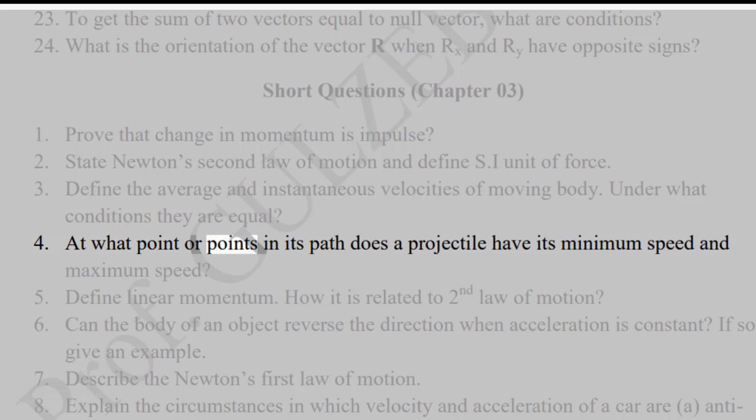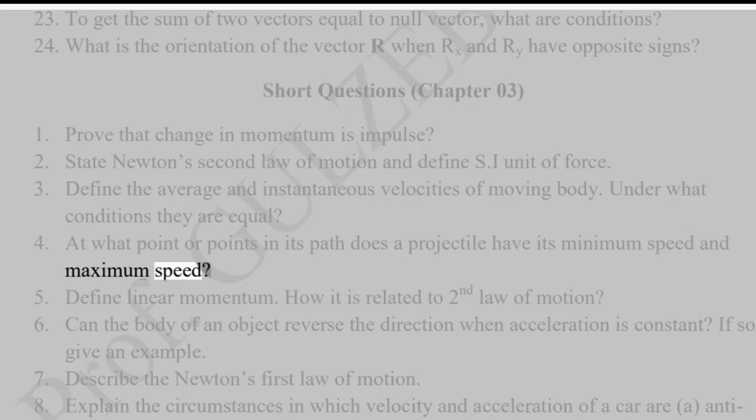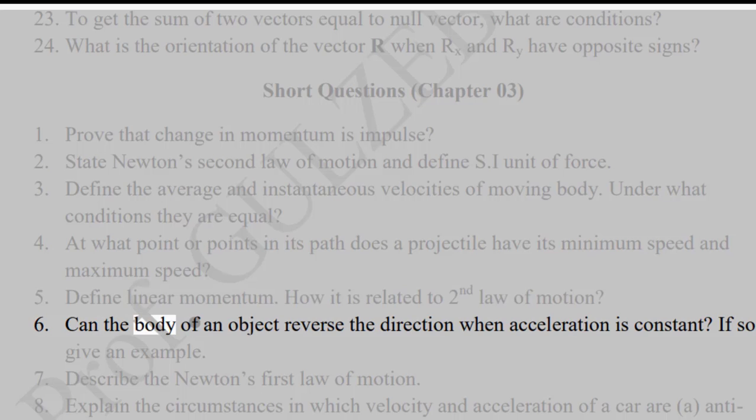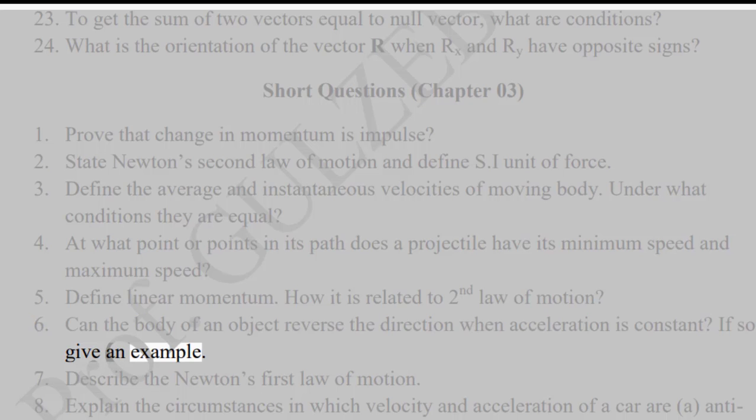4. At what point or points in its path does a projectile have its minimum speed and maximum speed? 5. Define linear momentum. How is it related to second law of motion? 6. Can the body of an object reverse the direction when acceleration is constant? If so, give an example.